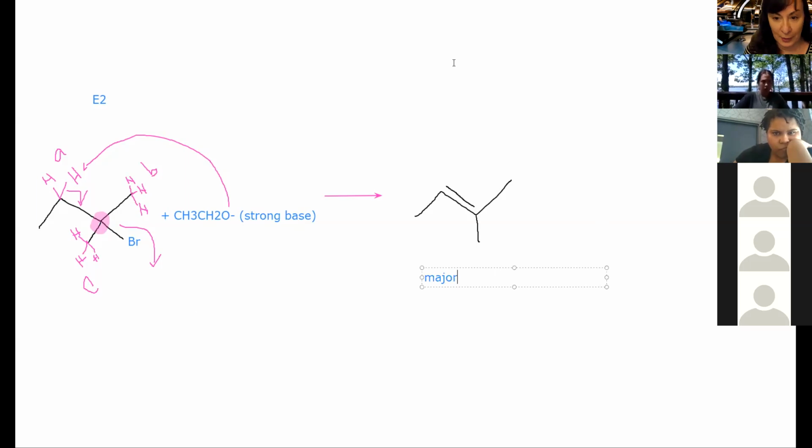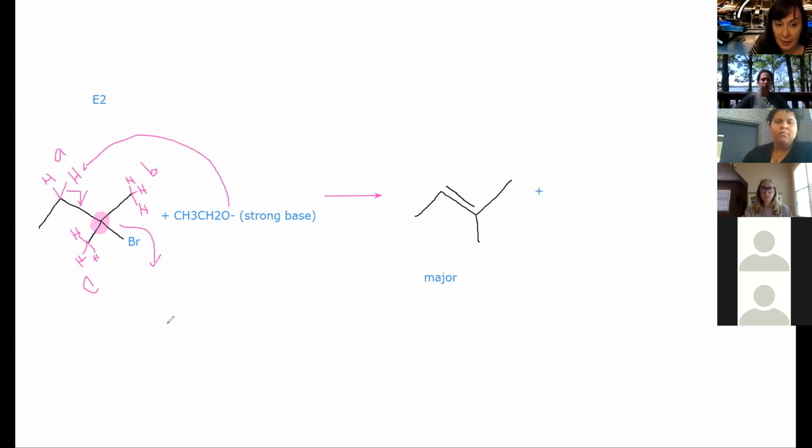Now, there is another product that can be formed here. That other product is going to come from taking away a hydrogen from the other side. So let's show what that product is going to look like. Would you guys like to take away a hydrogen from carbon B or carbon C? They would yield the same thing, correct? They would be the same thing. That's right. Carbon B and carbon C are equivalent to one another.